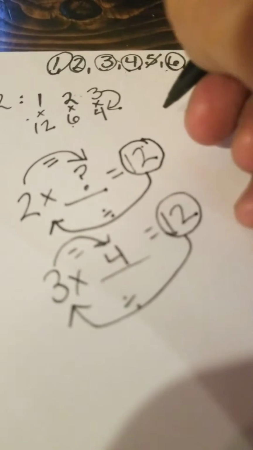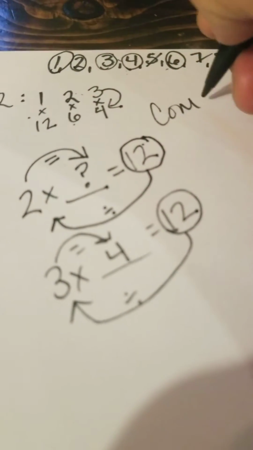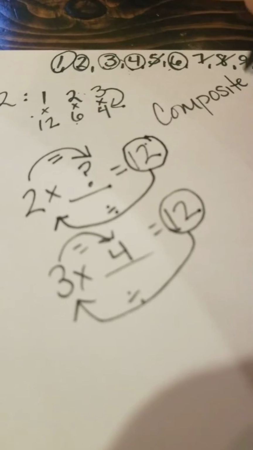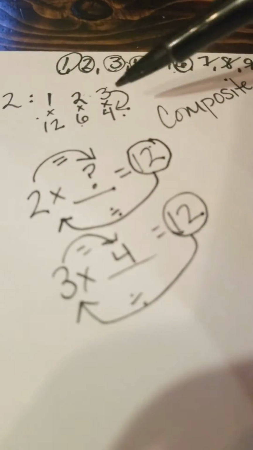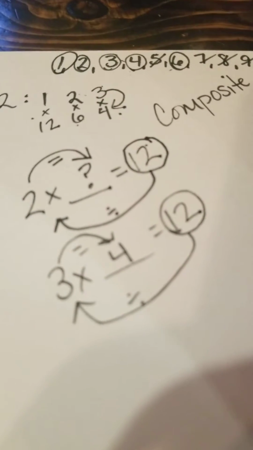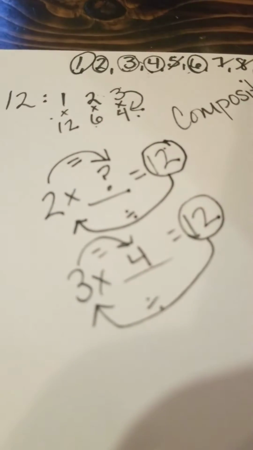I'm going to label this number composite because it has 1, 2, 3, 4, 5, 6 factors. And a number that is composite has more than 2 factors. That is clear to see.